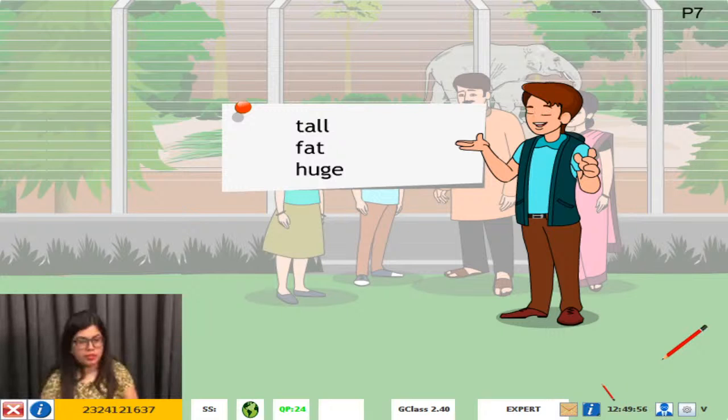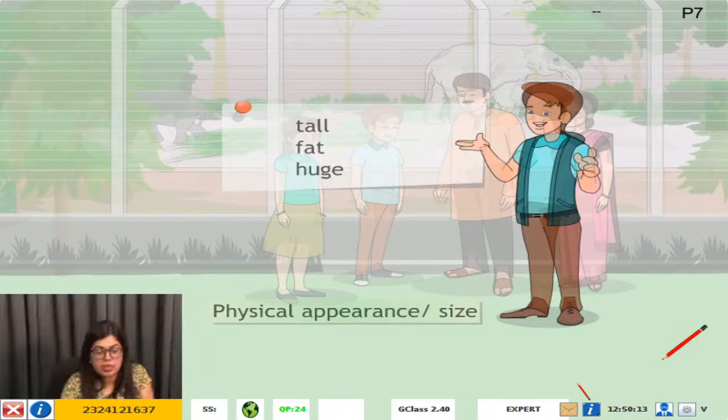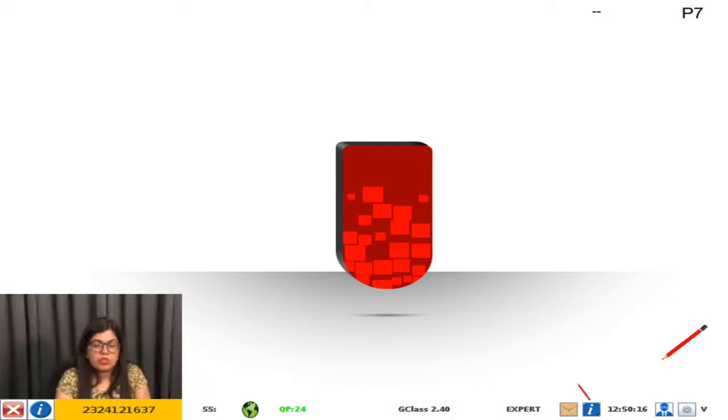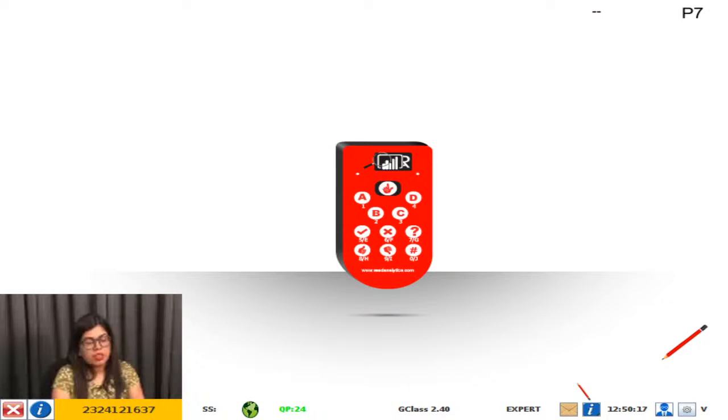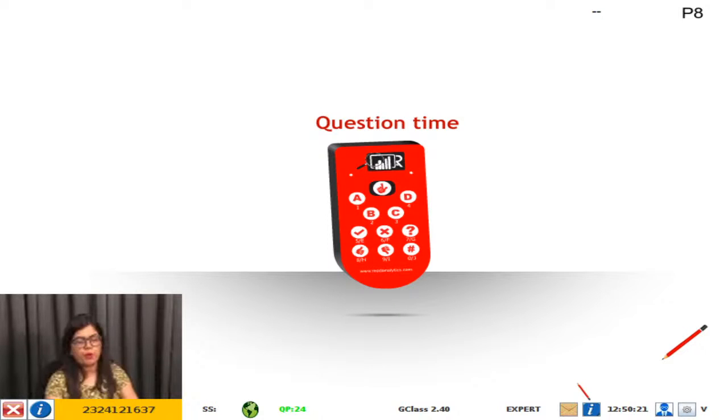So these are some words which are describing the animal elephant, isn't it? So elephant is tall, elephant is fat and it is huge too, isn't it? So these words are describing the elephant. So physical appearance or size, okay. So all these words explain physical appearance or size. So how does the elephant look? He is fat, he is tall.